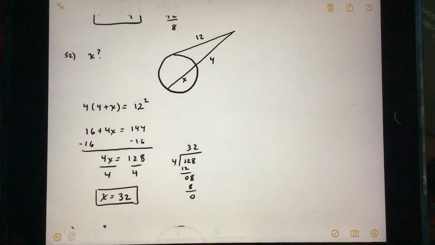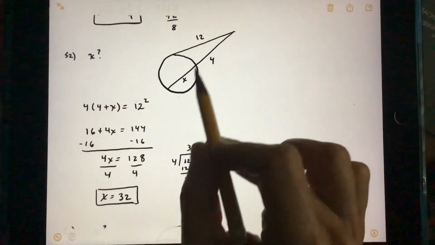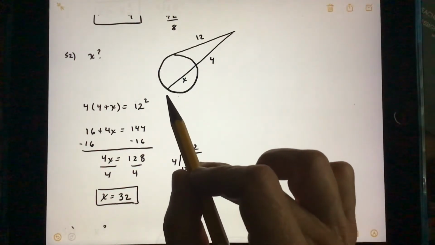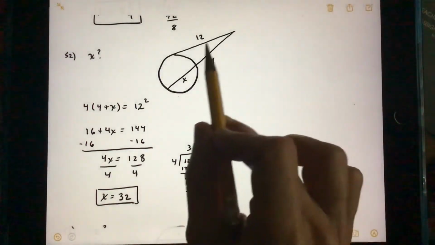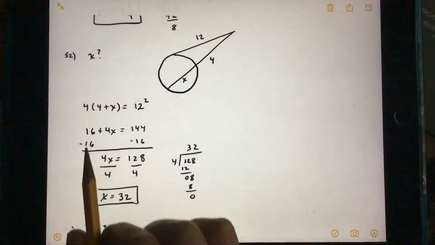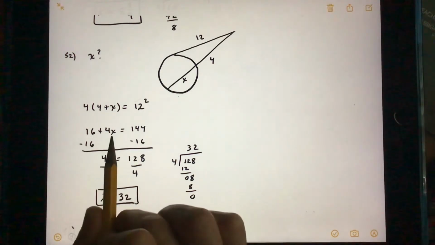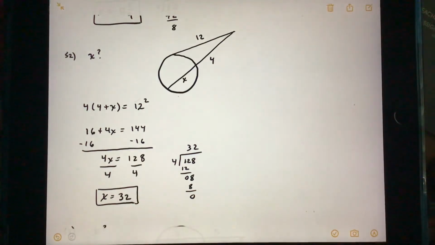All right, so we're going to write 4 times 4 plus x, 4 times the entire secant length, 4 plus x, is equal to this tangent segment squared, 12 squared. All right, and now we're going to solve for x. So using the distributive property, we have 16 plus 4x is equal to 144. Subtract 16 on both sides, and 4x is equal to 128.